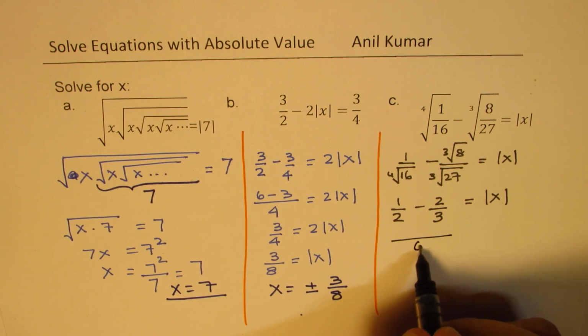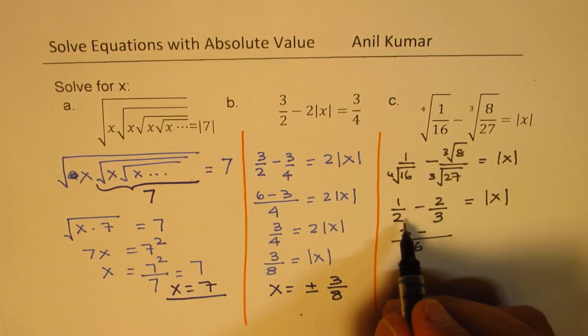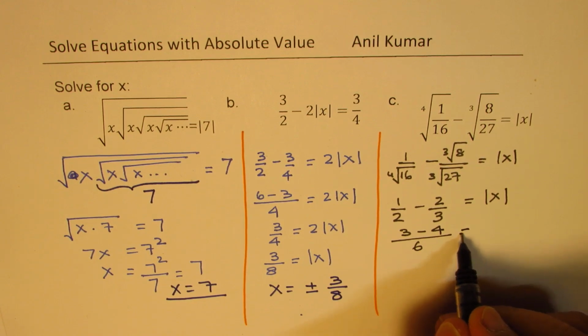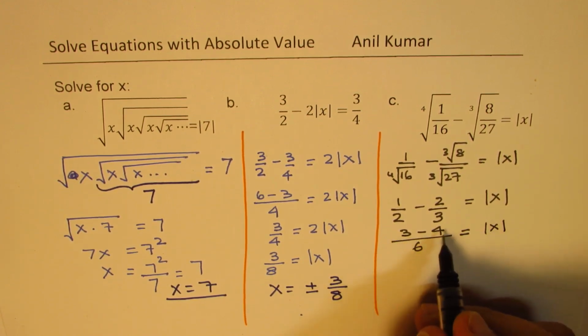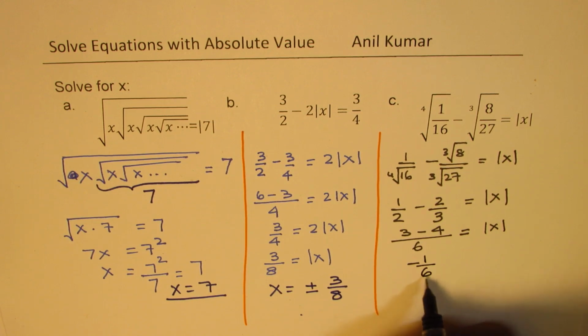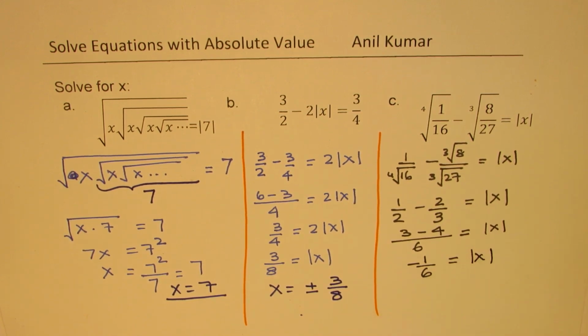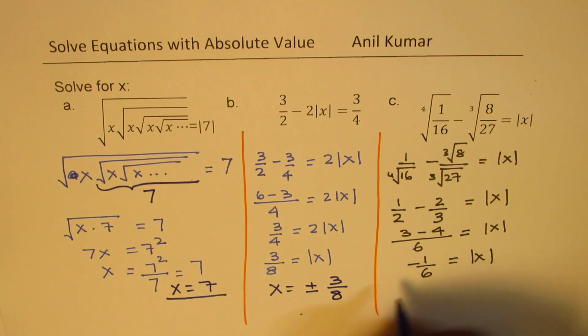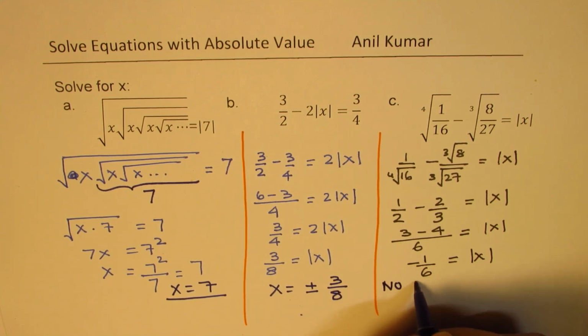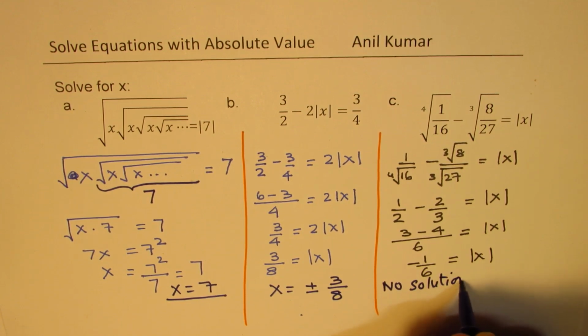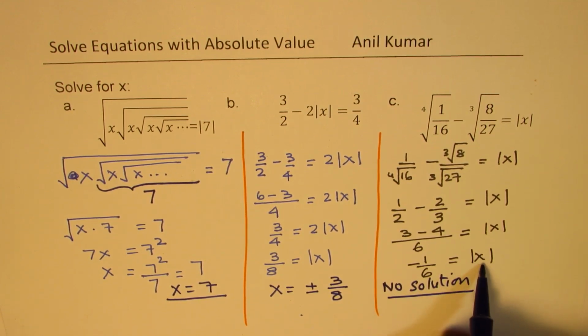Now taking the common denominator 6, we get 3 minus 4 equals to absolute value of x. Now this results into negative 1 over 6 equals to absolute value of x. Now, what is the value of x, which could result into a negative value? Well, there is none, right? So in this case, we have no solution. Is that clear to you? Absolute value of x is always positive. Since we have a negative value on the right side, x has no solution. Perfect. So that is how you're going to solve it.